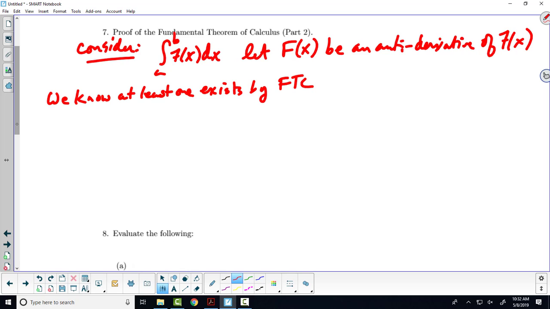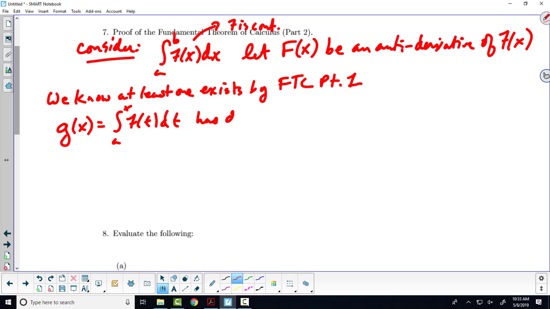by the fundamental theorem of calculus, part 1. Why? Yeah, well, we need f to be continuous. Yes, maybe I should have said this. I should have said that f is continuous. So I know there's a function g of x equal to the integral from a to x of f of t dt. What's the derivative of this function? Well, we could label it as g prime of x, but what is it? It's the underlying function f of x, right?